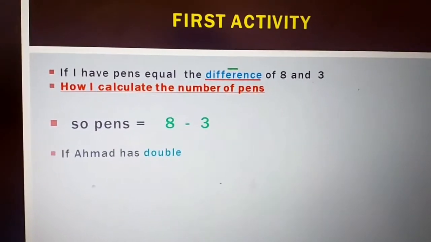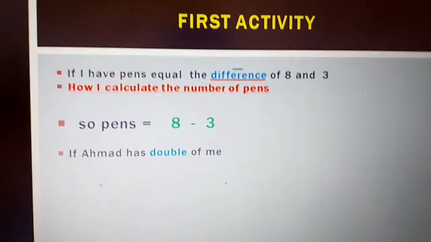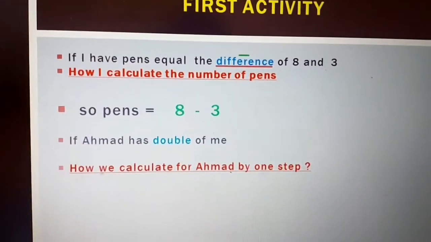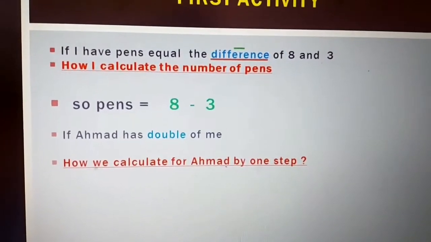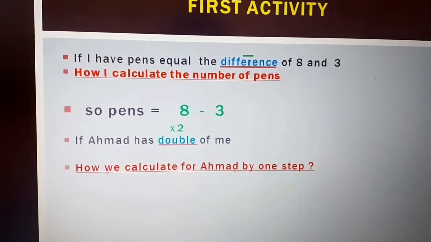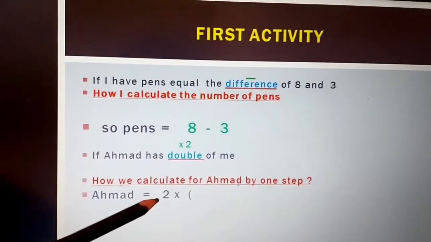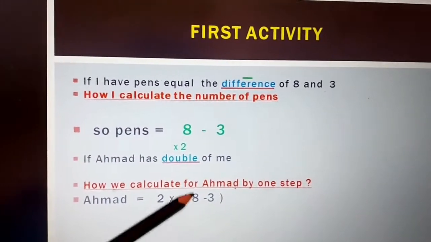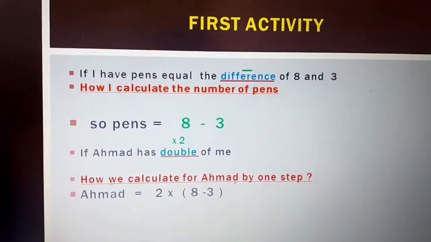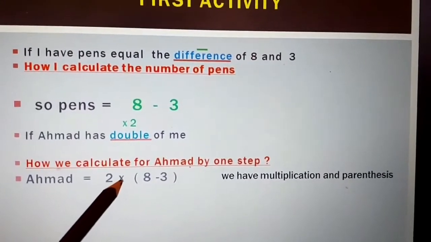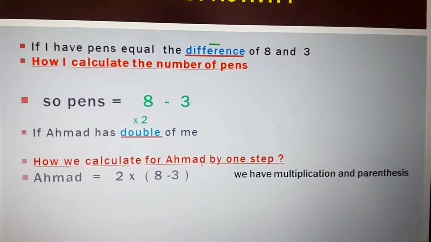Now, if Ahmed has double of me, how do I calculate for Ahmed by one step only? Also here double is the important word, it means times 2. So to calculate for Ahmed by one step means 2 times this one, and we put it between brackets. So this is me times 2. In this expression, what do we have? Multiplication and the parentheses.